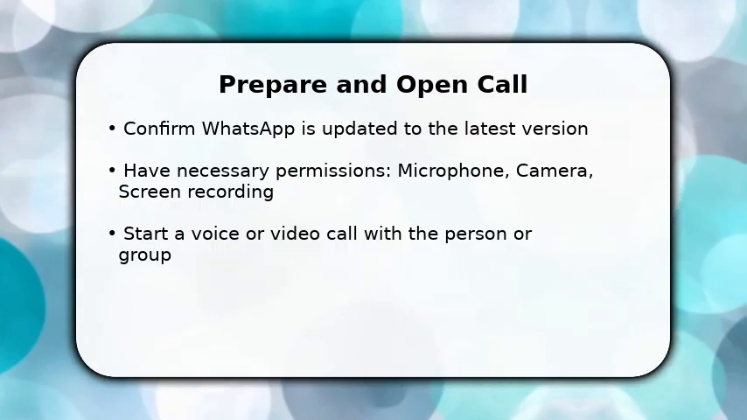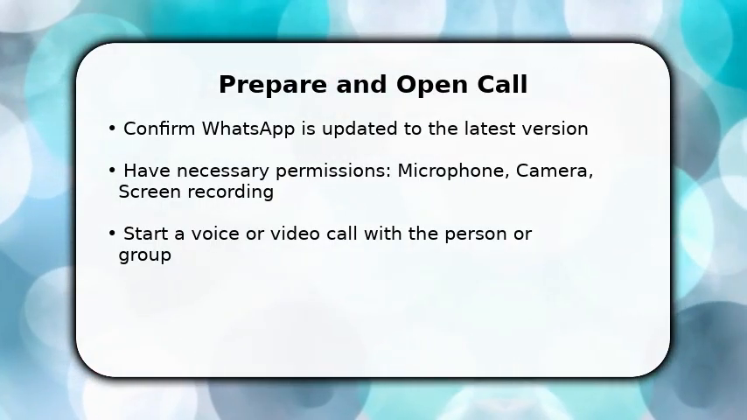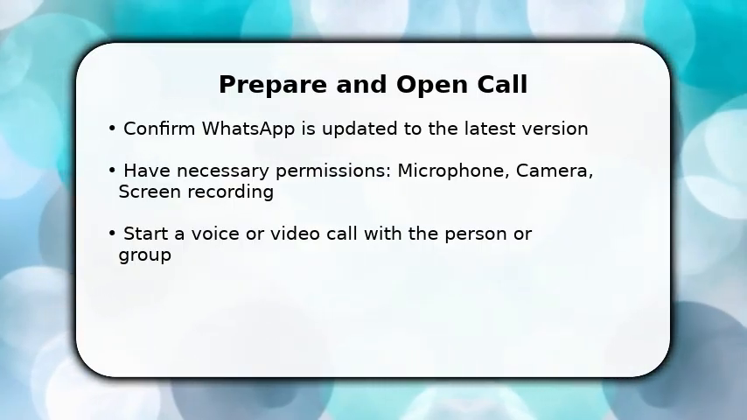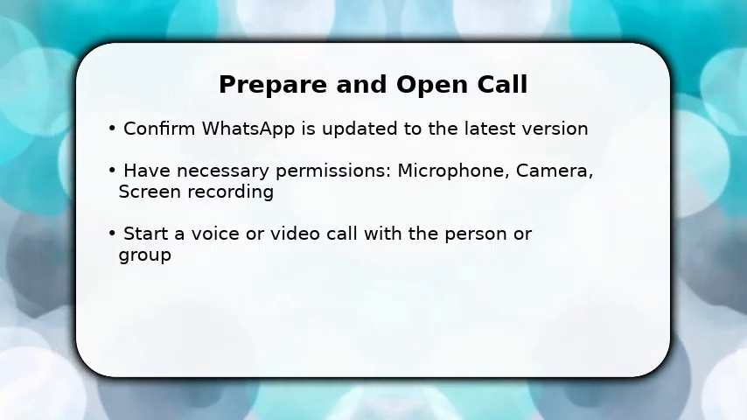from. If you're on desktop, launch WhatsApp desktop and sign in. On mobile, open the chat and tap the call icon. Start the call now so the screen sharing control appears in the active call interface.